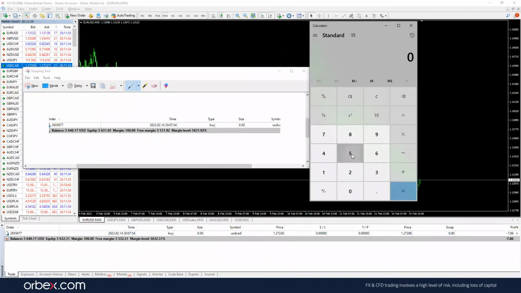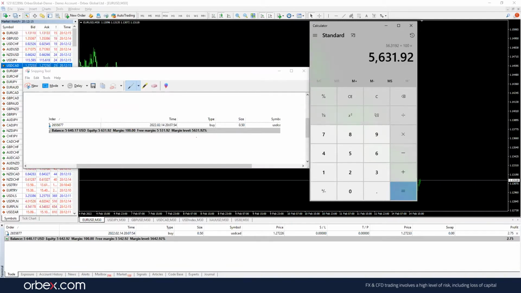So like I said before, equity minus margin is your free margin. Equity at the moment is 5631.92 minus 100, which is 5531.92. And then if you take your equity, divide by the margin, and then times 100, same kind of equation, that will get your margin level. So 5631.92 divided by 100, and then times 100.